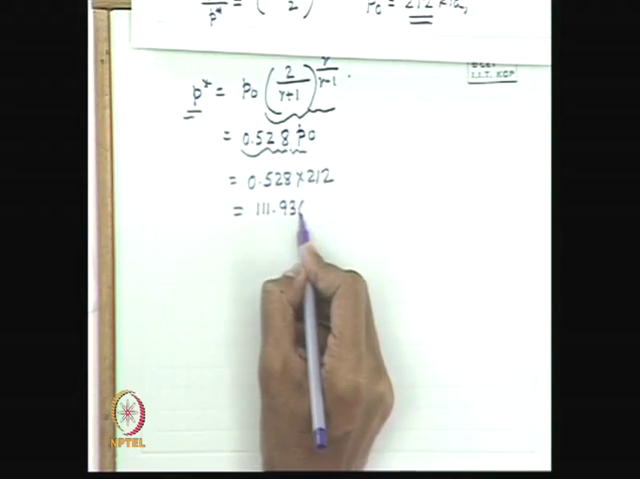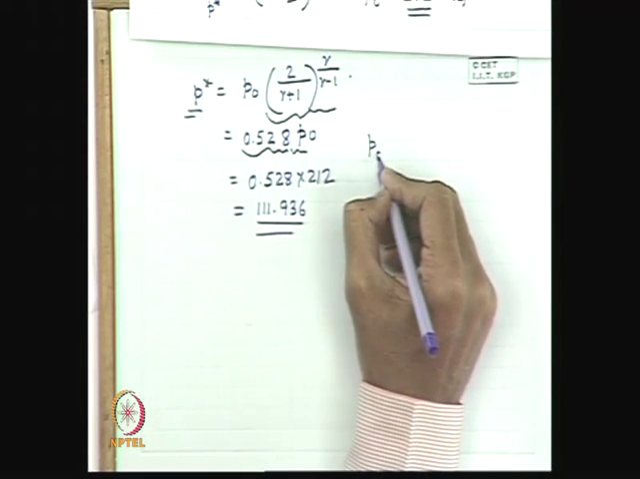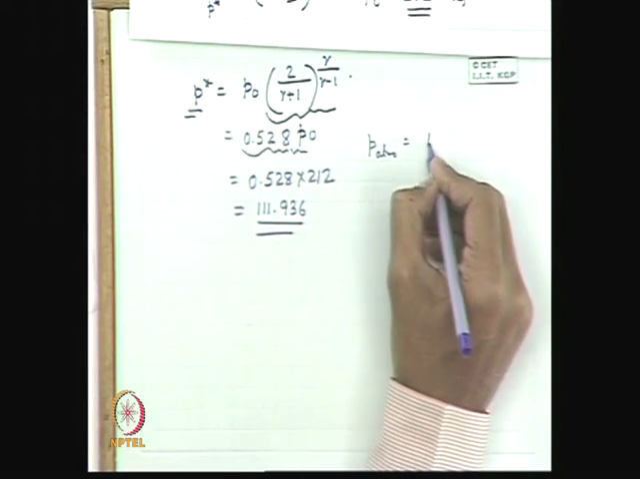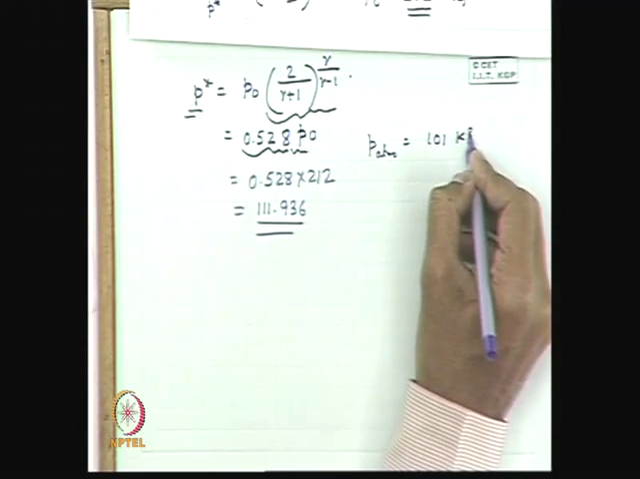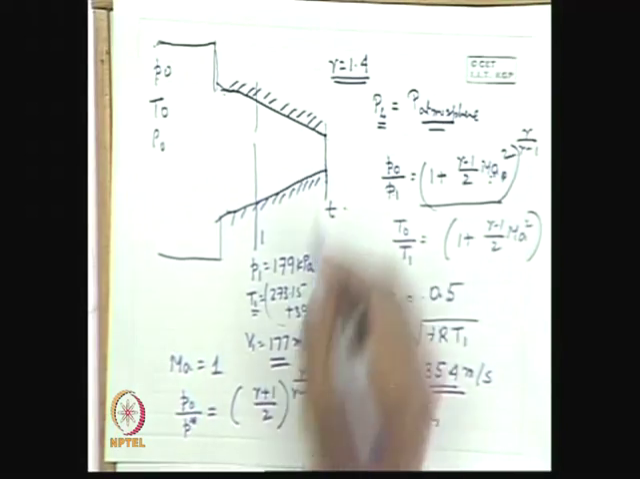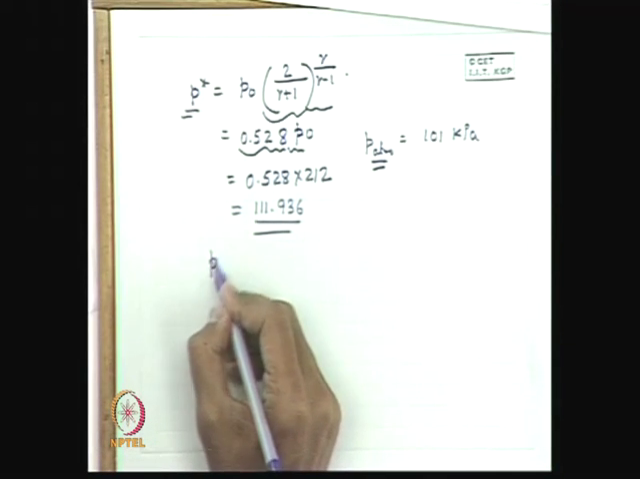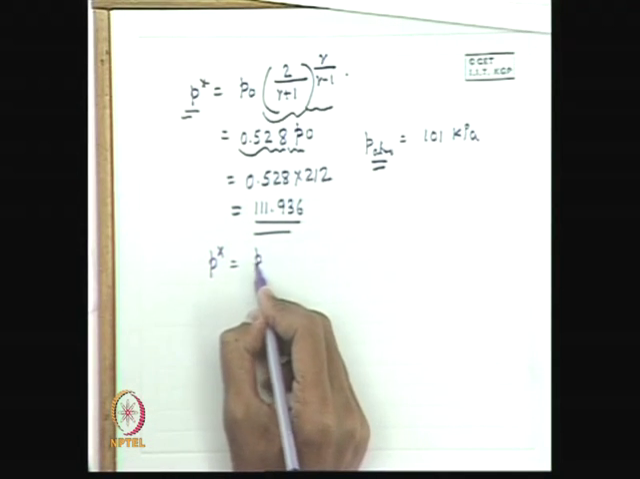111.93. So, therefore, automatically this is more than the atmospheric pressure. P atmospheric is 101 kilopascal. So, therefore, the nozzle is choked. That means the condition at the downstream will correspond to the choking condition. So, therefore, P star will be the P exit.